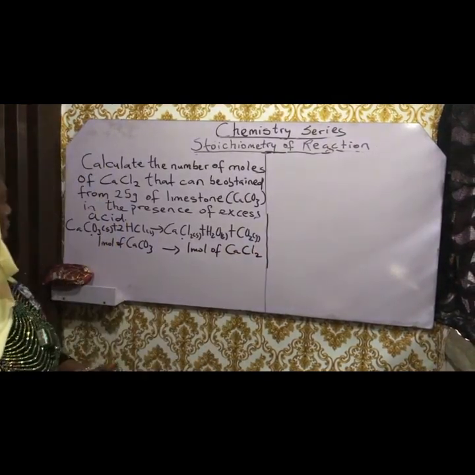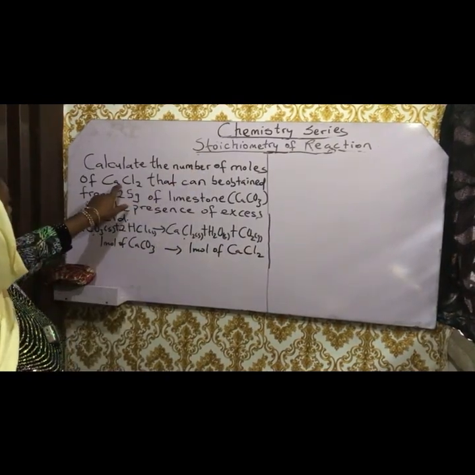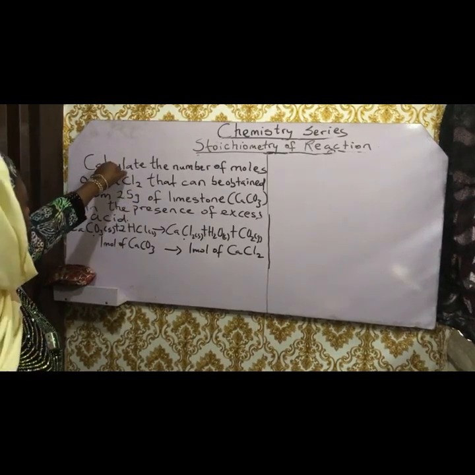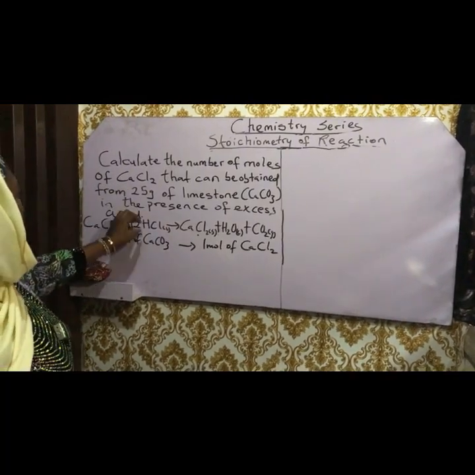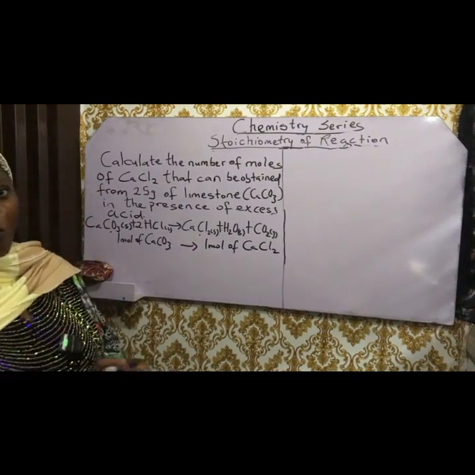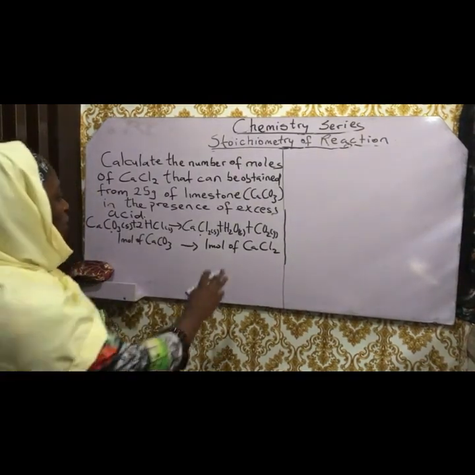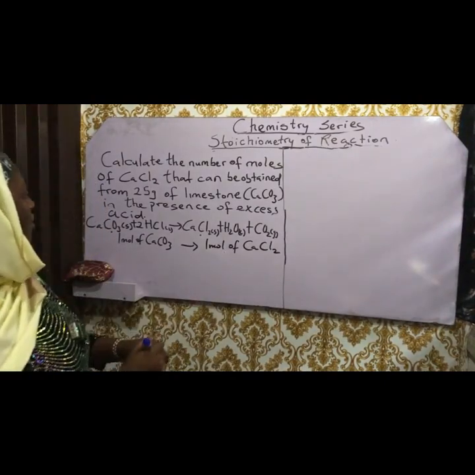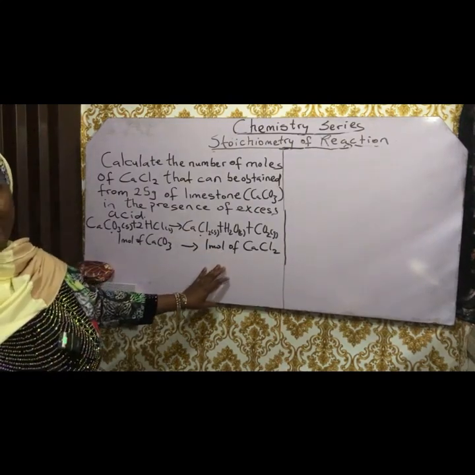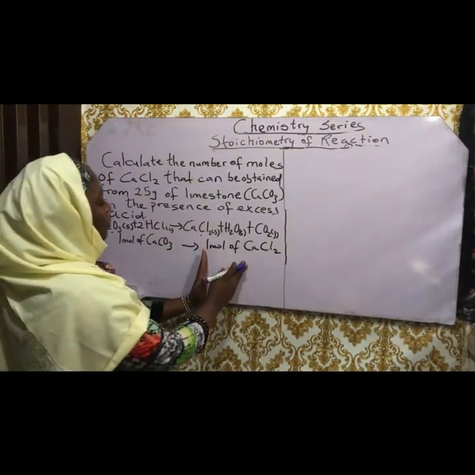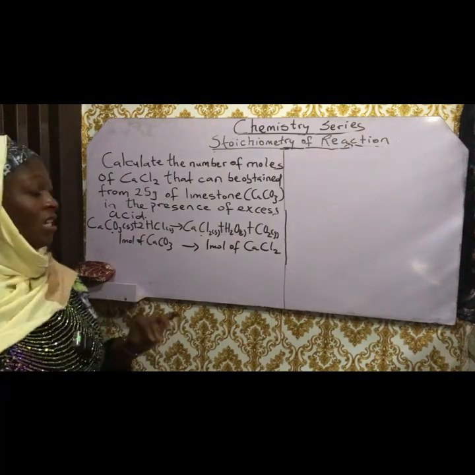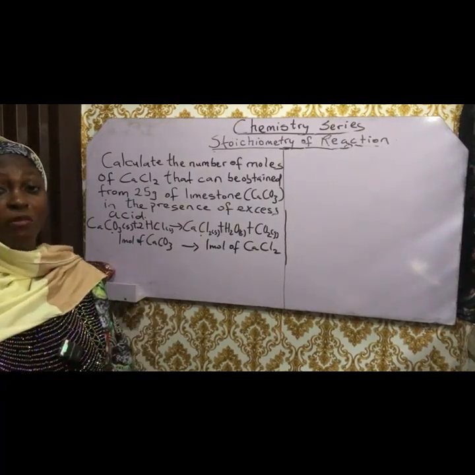Now let's calculate the number of moles of calcium chloride that can be obtained from 25 grams. That is the number of moles that can be obtained from mass. So we are going to be converting the mole of CaCO3 to mass, because the question wants us to know the mole. So the units must be the same. We'll leave the products in moles and we convert the reactants to mass.